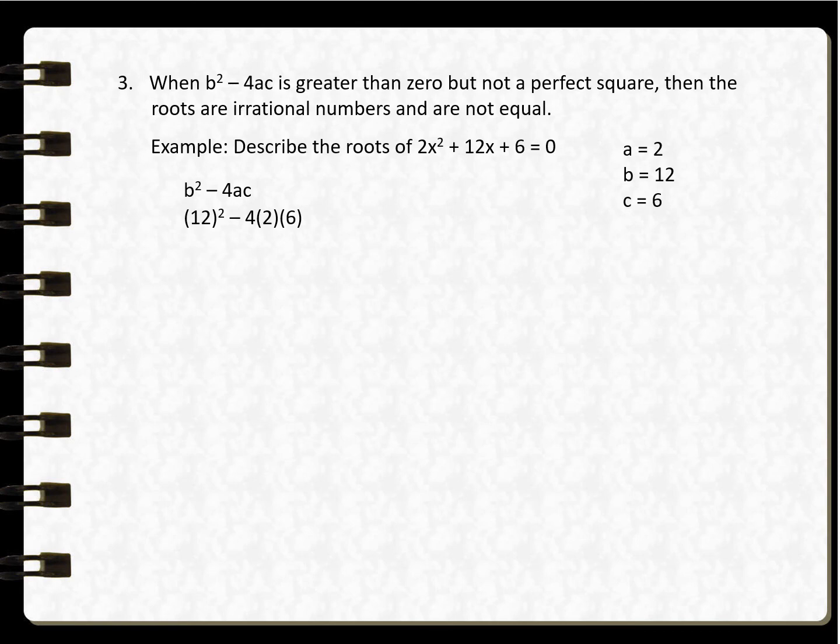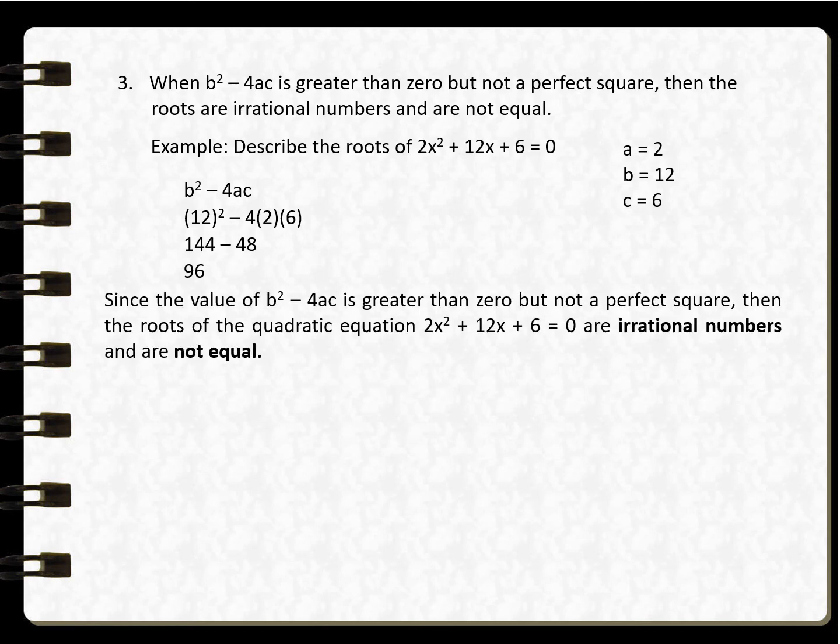12 times 12 is 144 minus 4 times 6 times 2 is 48. 144 minus 48 is 96. Walang number na kapag tinimes mo, magkaparehas na number. Ang sagot is 96. So that is not a perfect square number. So, since the value of b squared minus 4ac is greater than 0 but not a perfect square, then the roots of a quadratic equation 2x squared plus 12x plus 6 is equal to 0 are irrational numbers and are not equal. So, irrational number na siya and not equal pa.